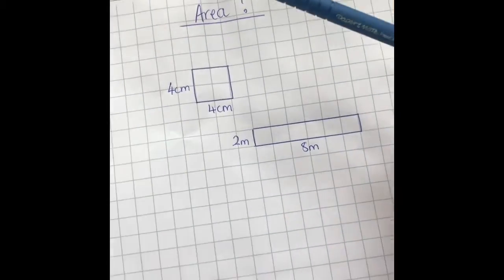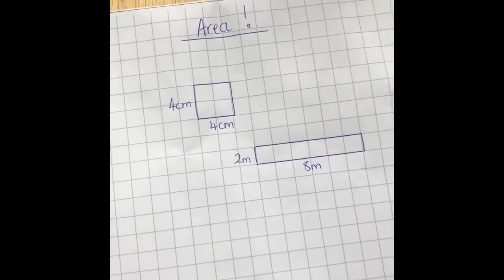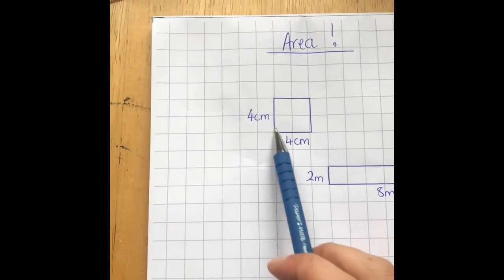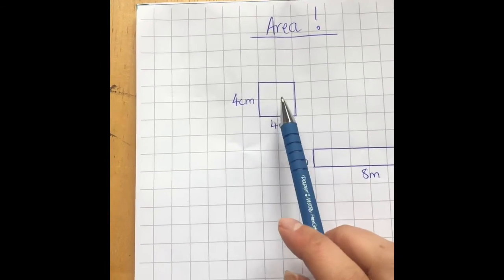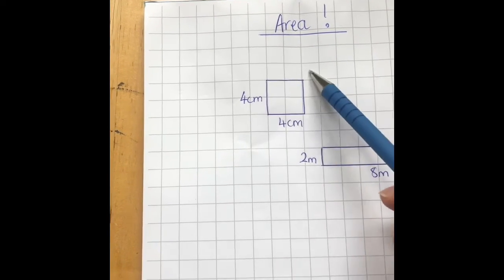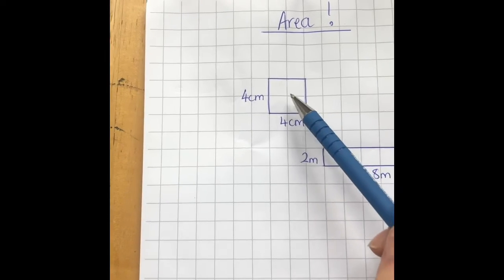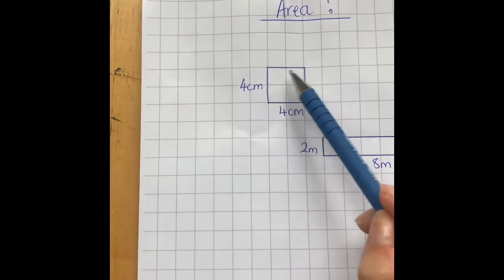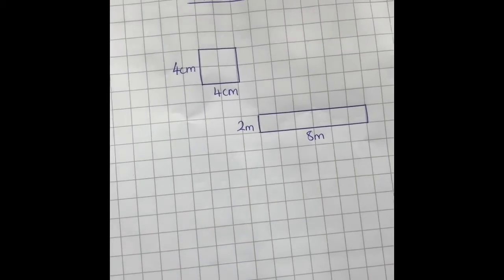Okay, so welcome to area. Firstly, what is area? Now, area is the amount inside a 2D shape. So perimeter, we were looking at the distance around the outside. Area, we are looking at the quantity inside. So we need a different method to work it out.